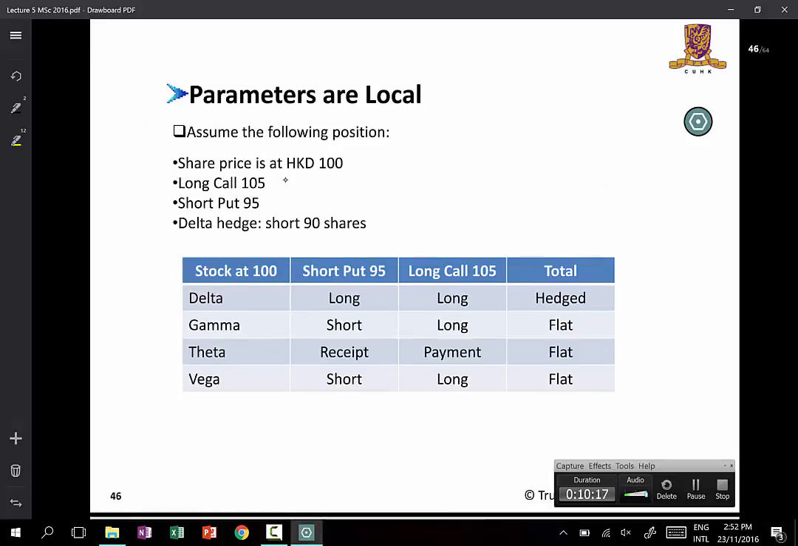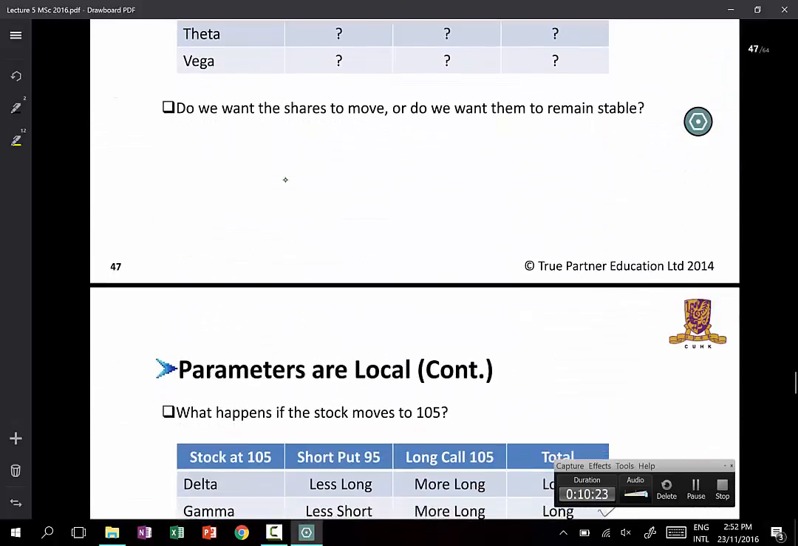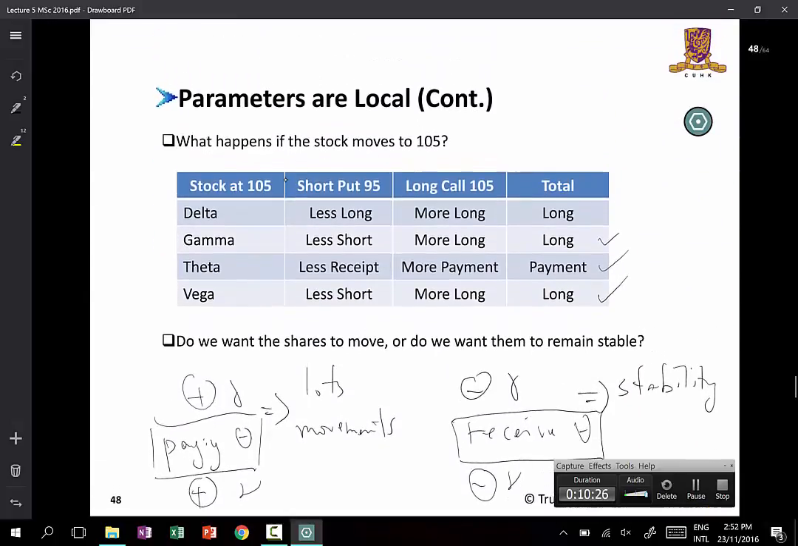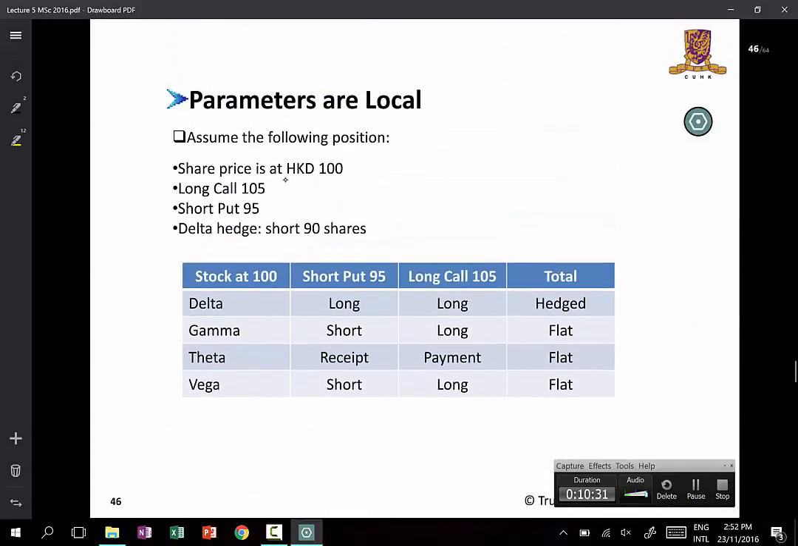Okay, the risk reversal. Now I think we say here that when you are buying, when you are long a call, of course you are long delta, and when you are short a put, you are also long delta, and then this is called a risk reversal.